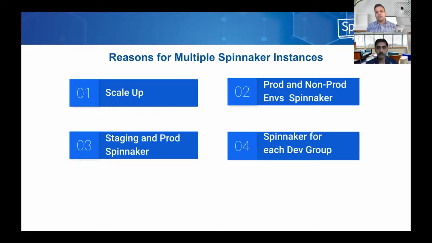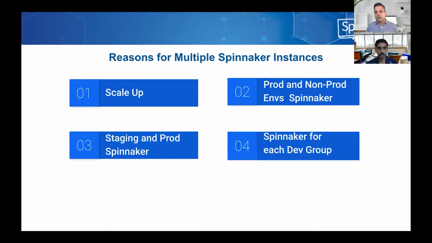Another use case for multiple Spinnakers is a staging Spinnaker. Let's say you have production Spinnaker instances, but then you also have a staging Spinnaker, so that whatever changes you want to make to Spinnaker itself, or to test a new feature or new version before you bring it to production, you can do that there.